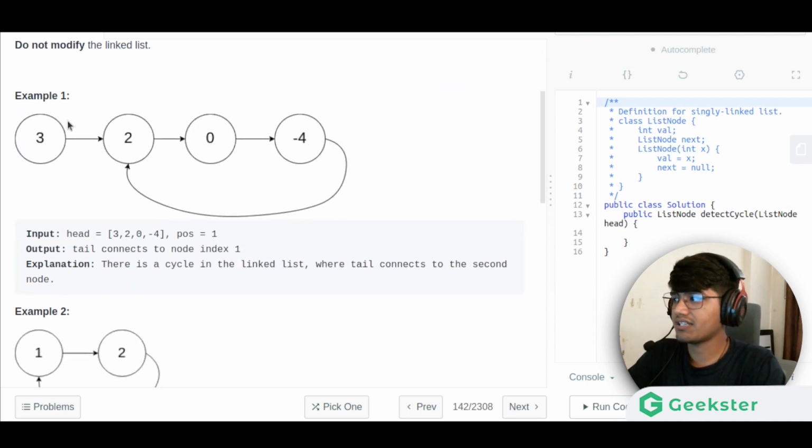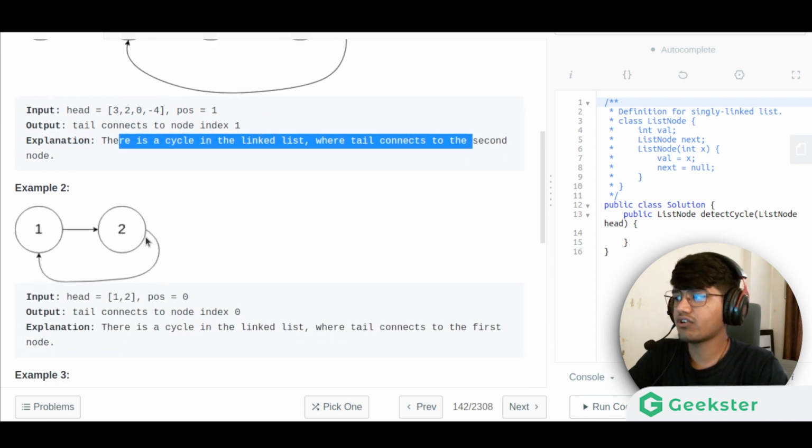Let us see the example here. The example is 3 2 0 -4. This is the linked list in which there is a cycle. The cycle starts at the node with position 1, internally. Now we need to return this node, the node with value 2 itself, because this is the node from where the cycle starts. So the output is: tail connects to the node at index 1. There is a cycle in the linked list.